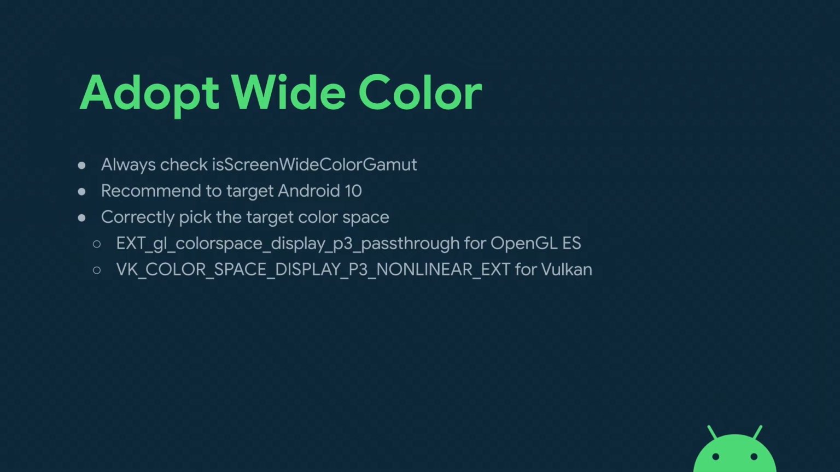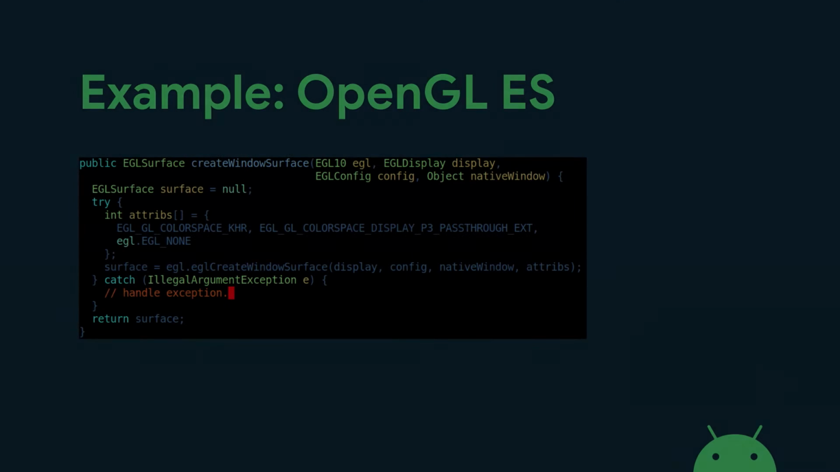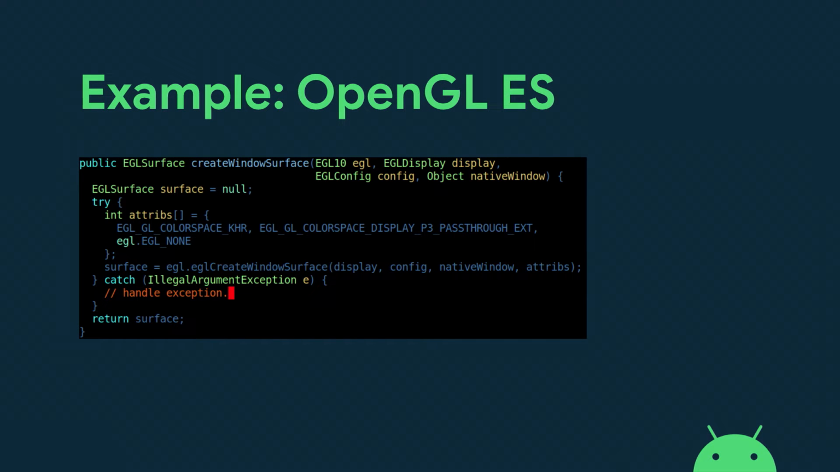If you do your own rendering using OpenGL or Vulkan, keep in mind that you need to pick the correct color space extensions when you create surfaces. And here's an example of how to do that in OpenGL. Also, pay attention to check the existence of OpenGL extensions and Vulkan extensions before you use them.